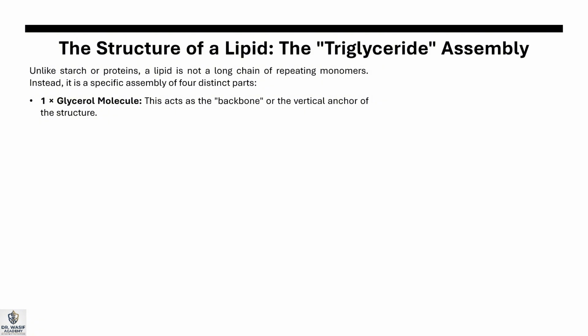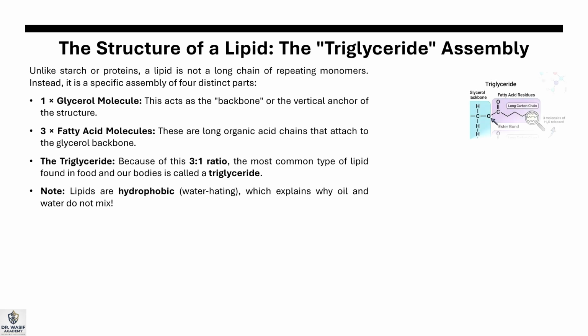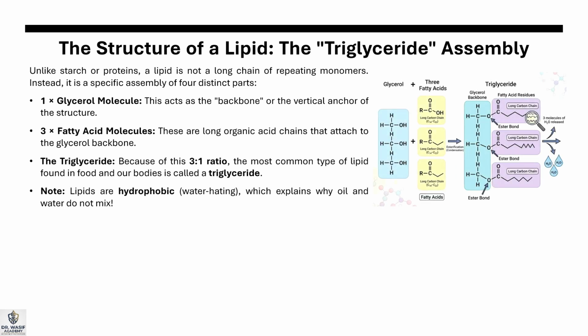Number one, it consists of one glycerol molecule, which acts as the vertical backbone, and three fatty acid chains which attach to it. And because of this 3:1 ratio, we call this molecule a triglyceride: three fatty acids and one glycerol.